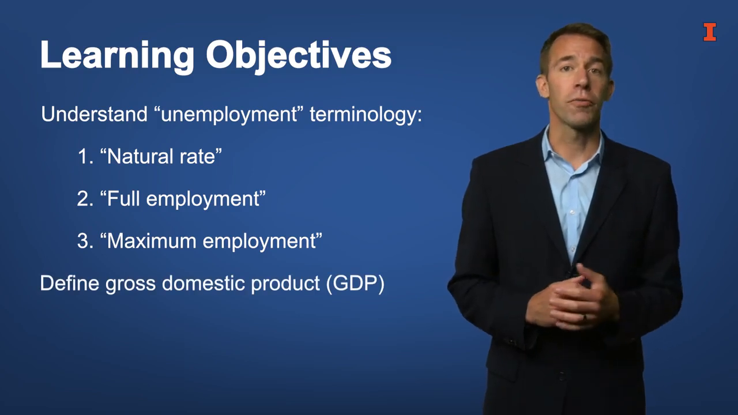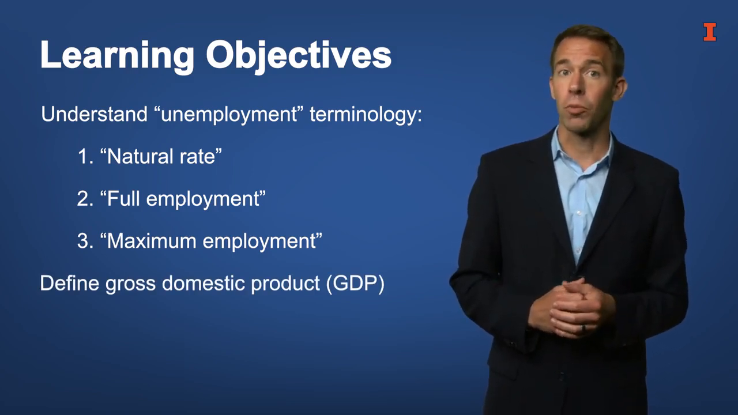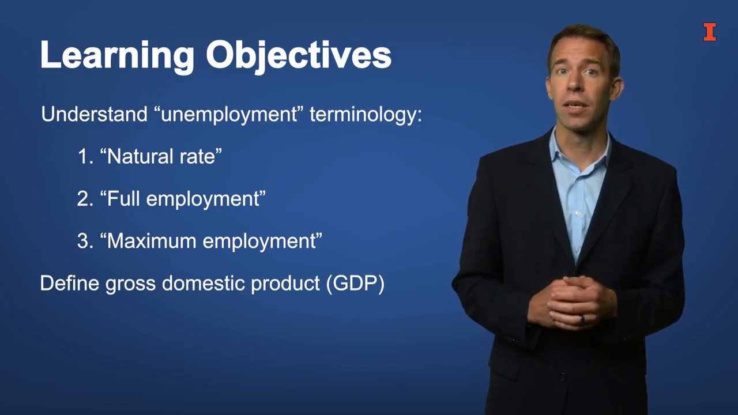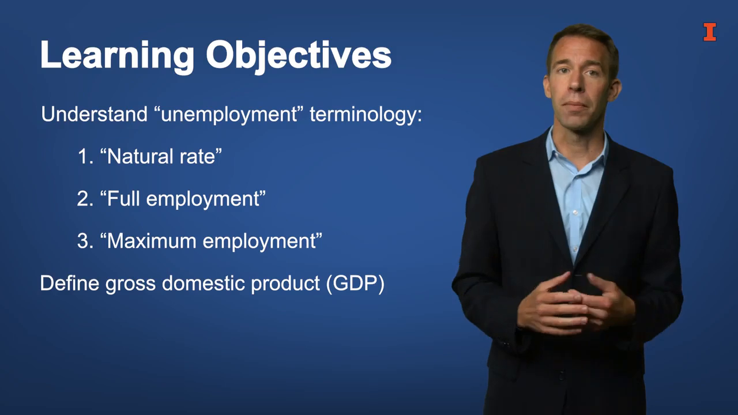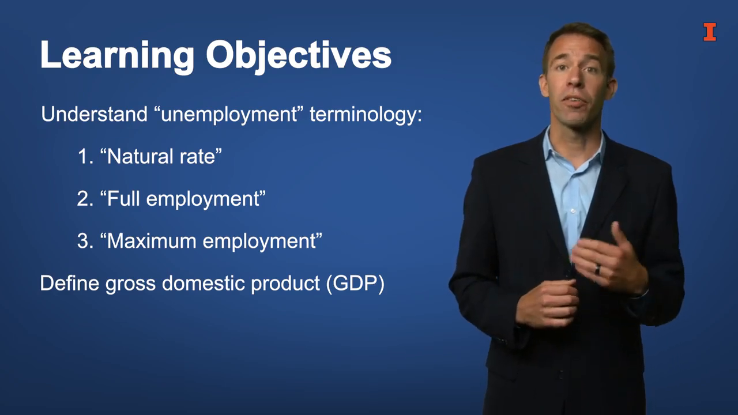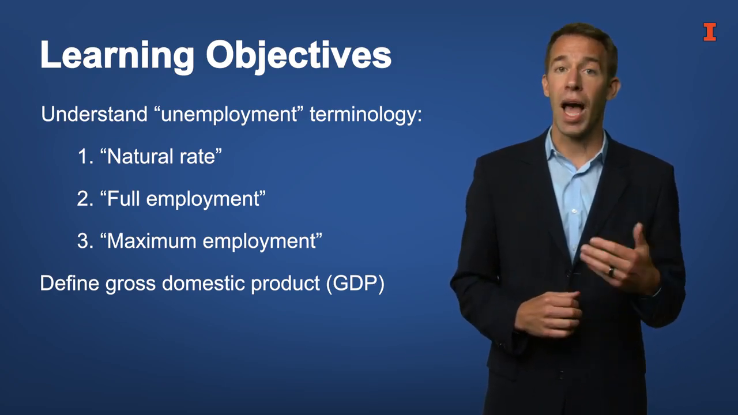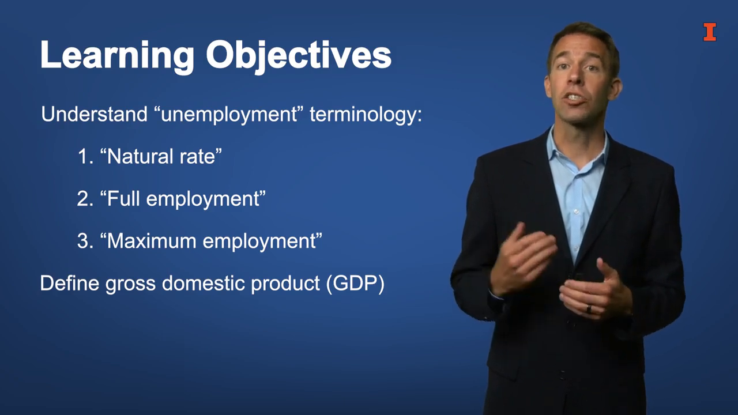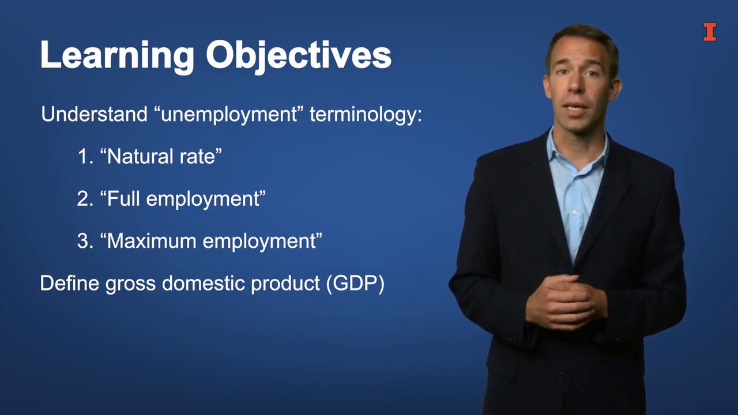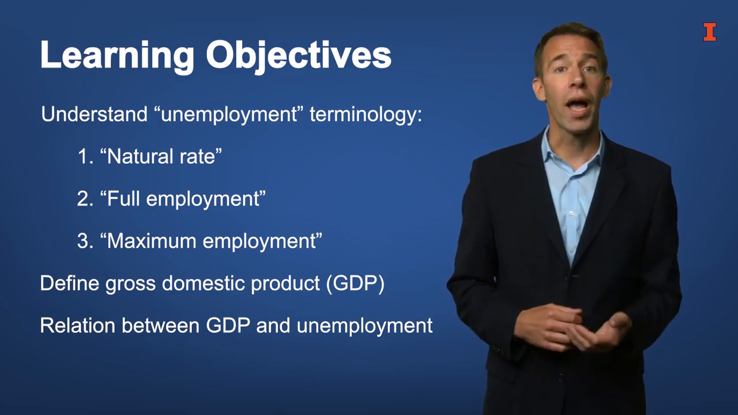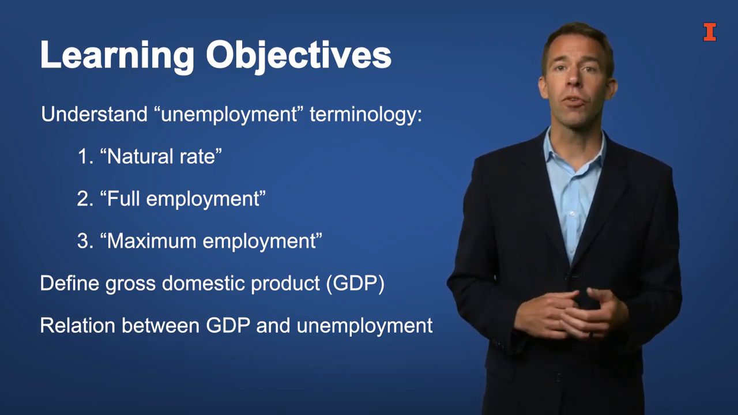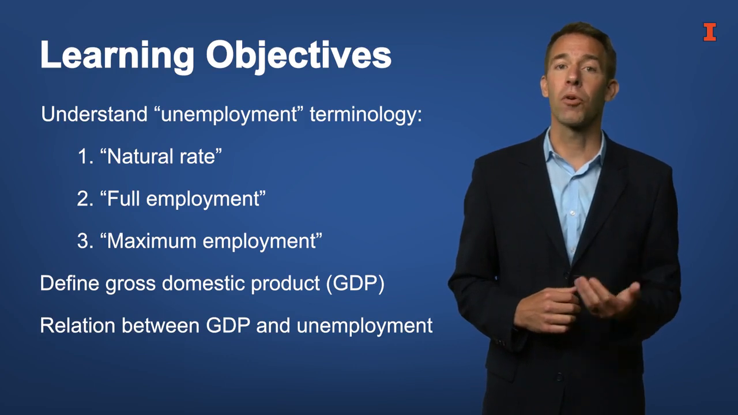We will also define gross domestic product, or GDP. This is a measure of total output for an economy. We will see the relationship between the unemployment rate and GDP growth in the data. Finally, we will understand why the Federal Reserve does not try to reduce the unemployment rate to zero.